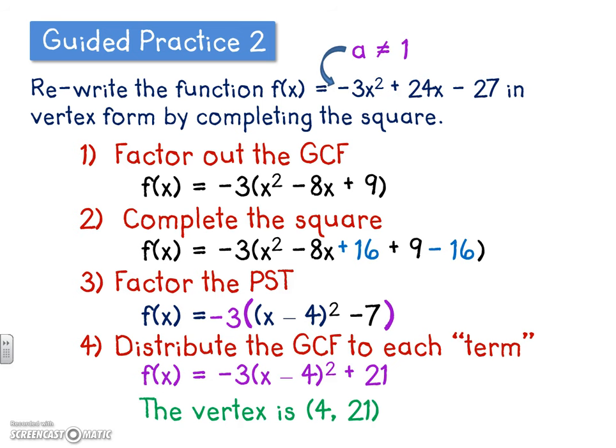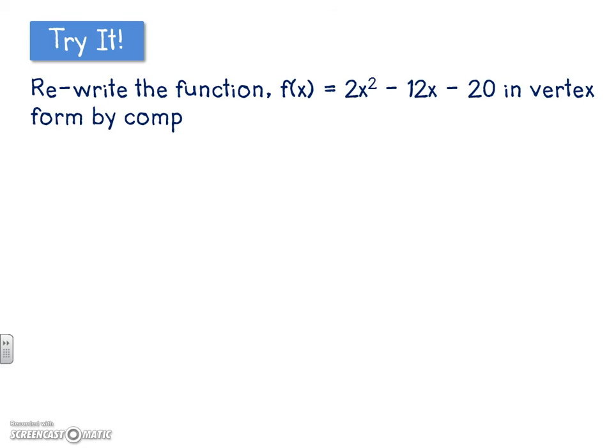Okay, it's time for you to try one on your own. Rewrite the function f of x equals 2x squared minus 12x minus 20 in vertex form by completing the square. This one should look familiar to you. This is how I presented the lesson. So pause the video, take some time to review your notes and try this one on your own, and when you're ready to check your answer, you can press play.